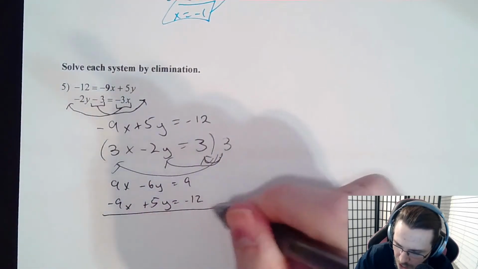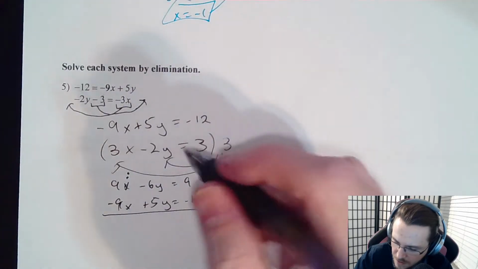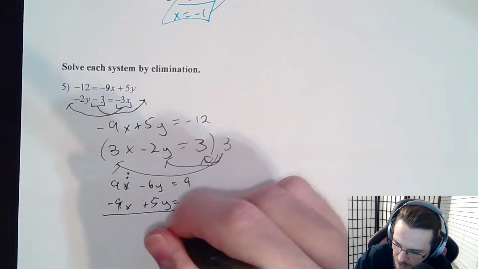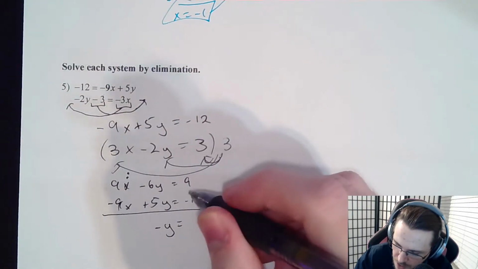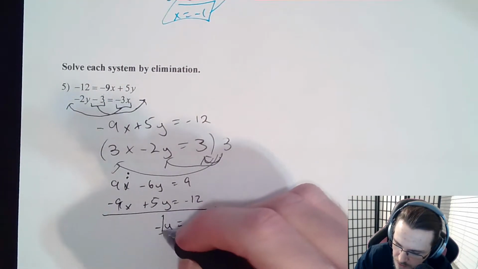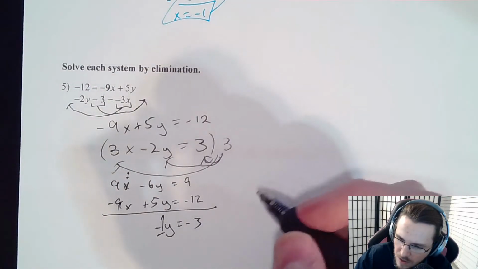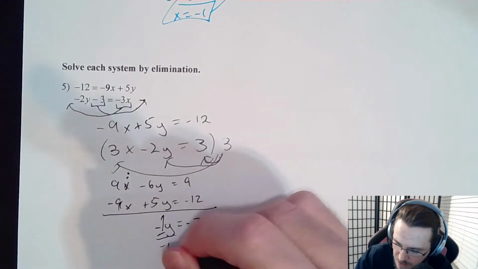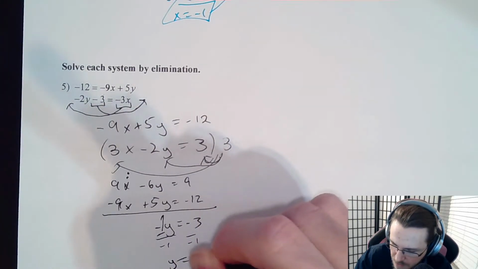And then we just have to add. When we add those up, these guys cancel out. Negative 6y plus 5y is negative 1y, or just negative y, is equal to, let's make it negative 1y, equals negative 3. 9 minus 12 is negative 3. Divide both sides by negative 1. We'll get y is equal to positive 3.